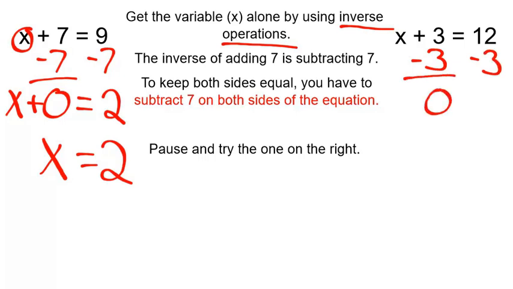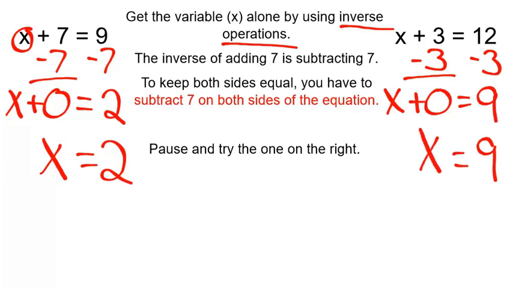3s add to 0. We still have the x. 12 minus 3 is 9. So our answer is x equals 9.